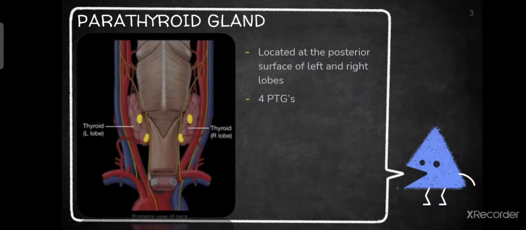This illustration here shows the posterior view of the neck where it has the left and right lobe of the thyroid gland. So as what you can see, there are small pea-sized yellow structures, four in total, which are called the parathyroid glands.